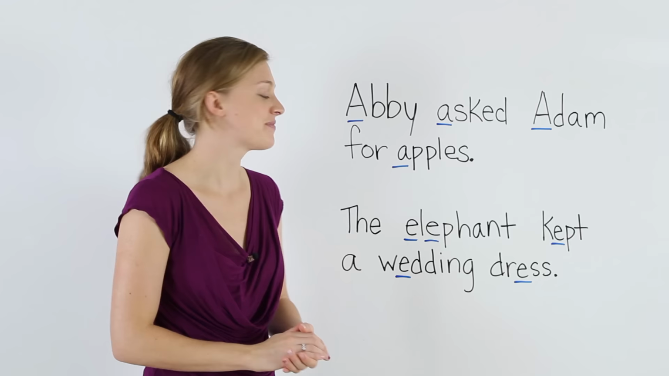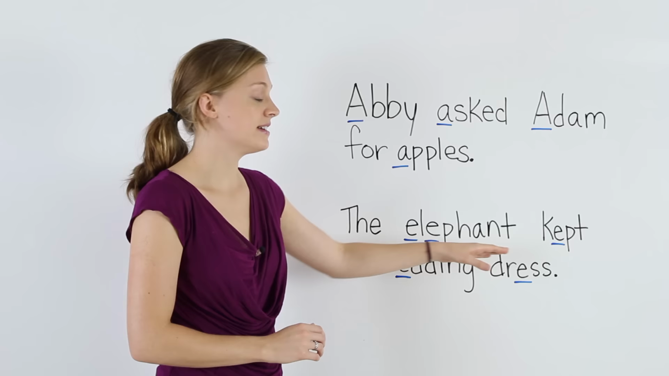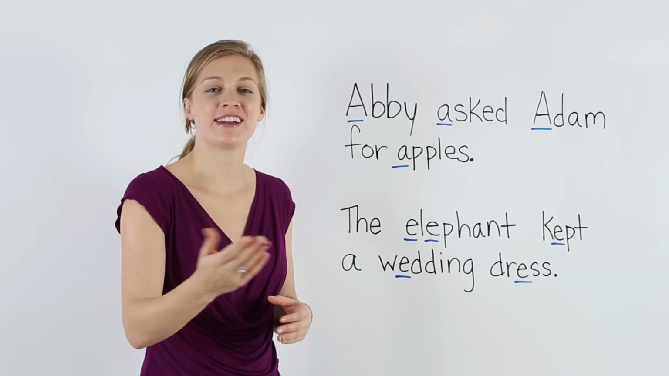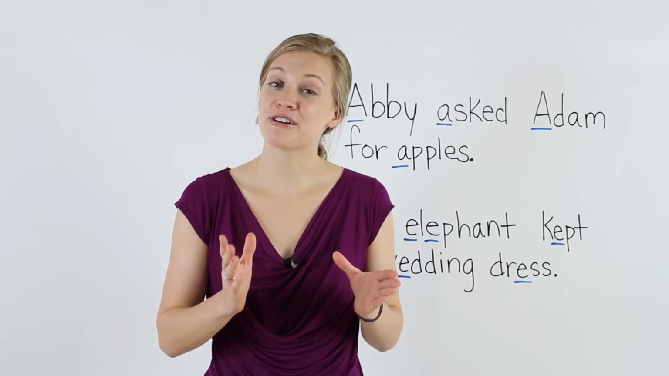The elephant kept a wedding dress. Let's try it all together a little bit faster. The elephant kept a wedding dress. Now you try. I hope you did well. Now you know the difference between ah and eh. I'll see you next time.